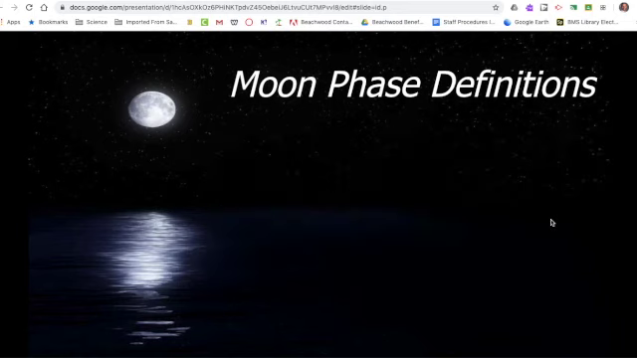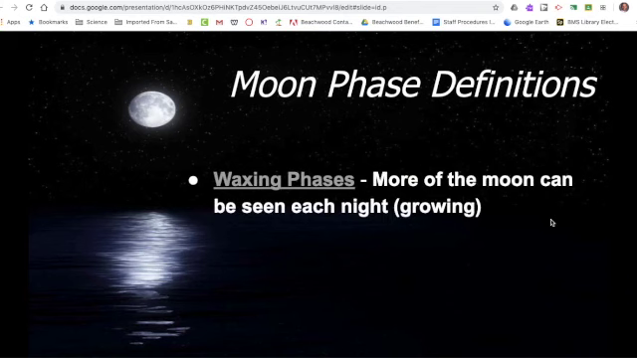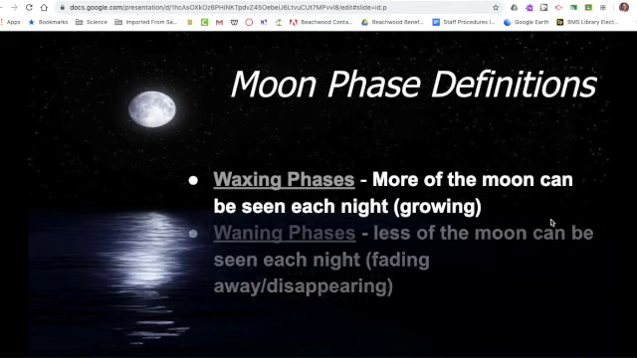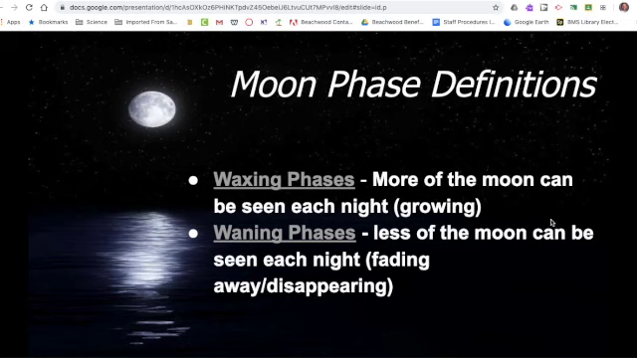All right, moving on. More definitions. Waxing phases. When something is waxing, that means that there's a little bit more illumination of the moon each night. So it's almost like the moon is growing a little bit more every single night. That's the waxing phases. Waning phases. It's the opposite. When something is waning, that means it's becoming less.